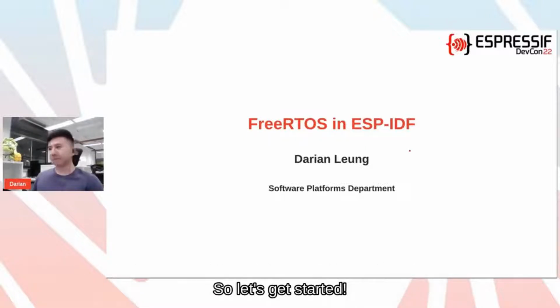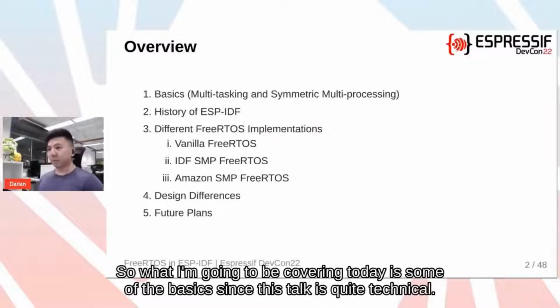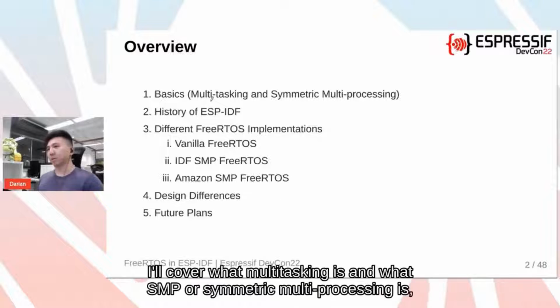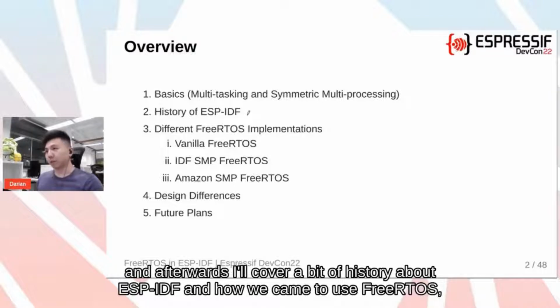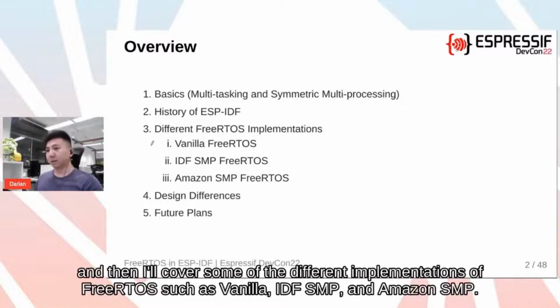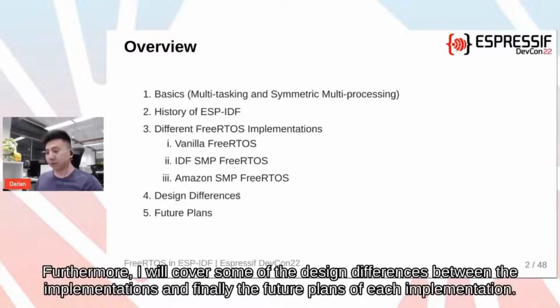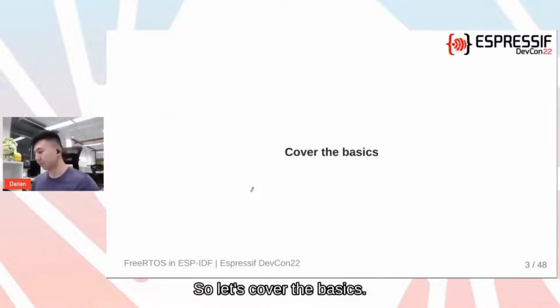So let's get started. What I'm going to be covering today is some of the basics, since this talk is quite technical. I'll cover what multitasking is and what SMP or symmetric multiprocessing is. And afterwards, I'll cover a bit of history about ESP-IDF and how we came to use FreeRTOS. And then I'll cover some of the different implementations of FreeRTOS, such as vanilla, IDF SMP, and Amazon SMP. Furthermore, I'll cover some of the design differences between the implementations, and finally, the future plans of each implementation. So let's cover the basics.